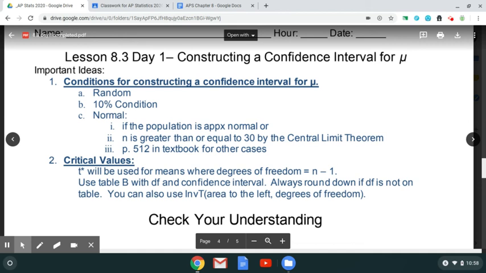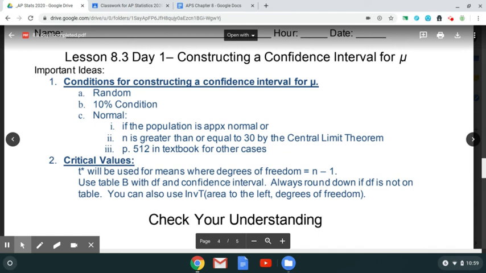So I need you to turn to page 512. Your t procedure using t star is, in statistics, what's called robust. Robust means that, and this definition is on page 511 if you would like to read it, an inference procedure is called robust if the probability calculations involved in that procedure remain fairly accurate when a condition for using the procedure is violated.